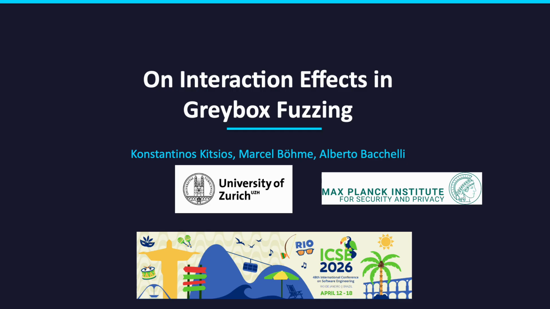The big question this paper asks is very simple. When a fuzzer applies a sequence of mutations to test input, does the order of those mutations matter? And if it does matter, then can we exploit that to find more bugs?